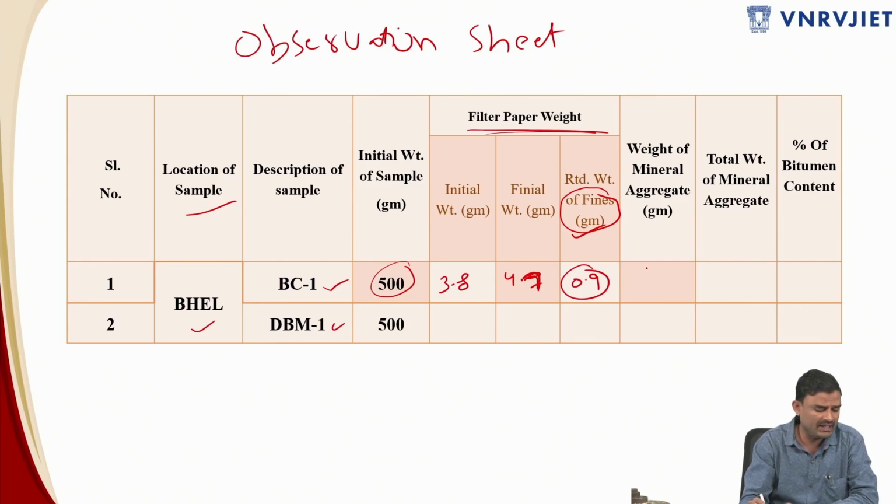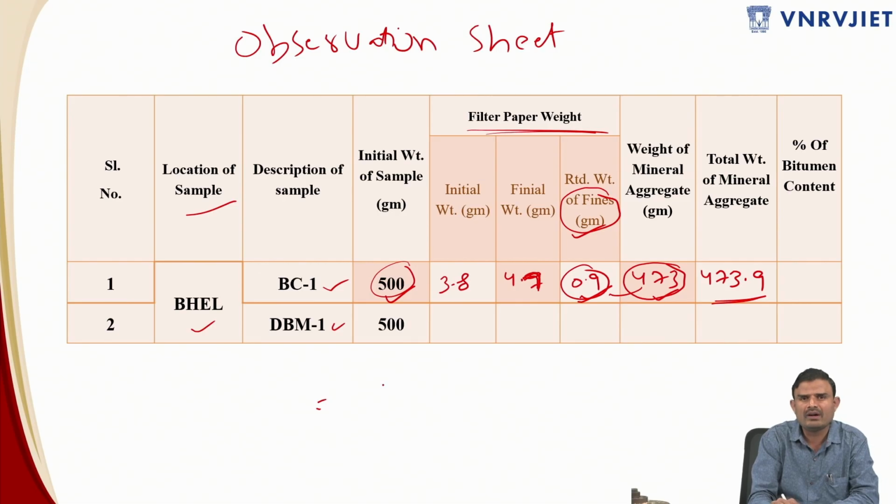And this is the weight of the mineral aggregate, which I have got to be 473. After the bitumen has been removed along with the solvent, the weight of the mineral aggregate alone, without the filter paper, has come to be 473. So the total weight of the mineral aggregate will be this plus this, 473.9 grams. Initially I have taken 500 grams, out of which 0.9 grams have been deposited on the filter paper, and 473 is the mineral aggregate weight obtained after oven drying the aggregate. I have added both of them, which has come to be 473.9 grams.